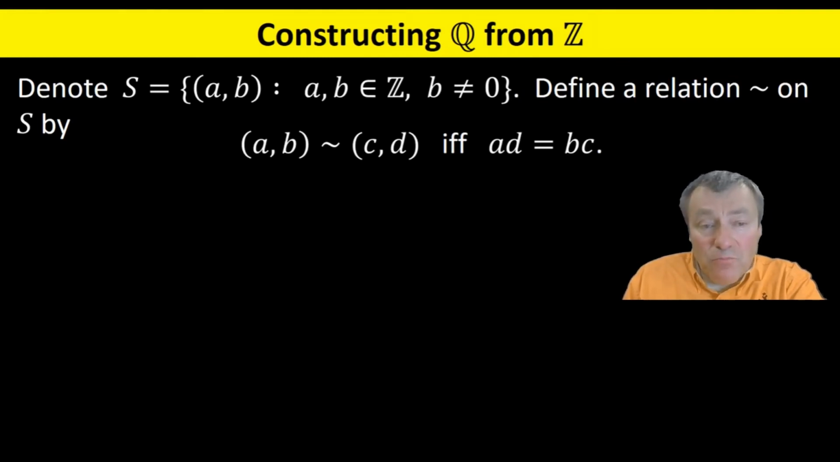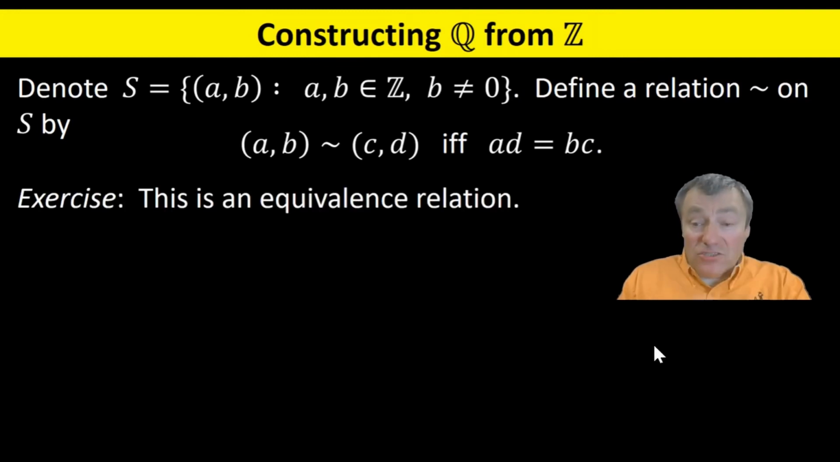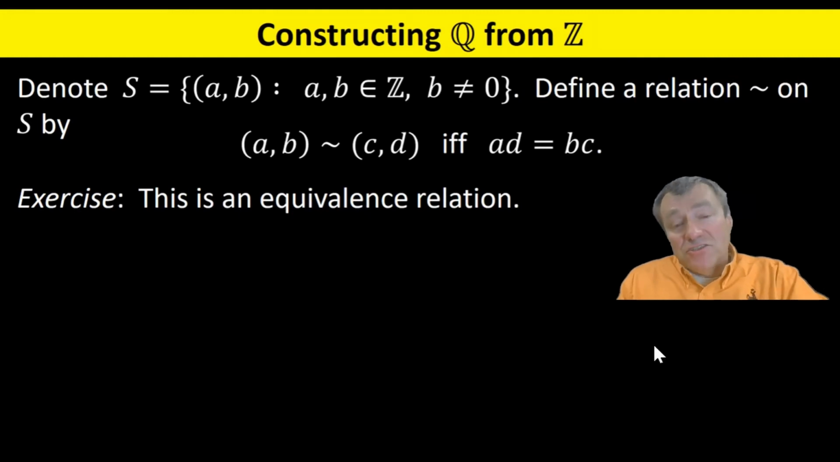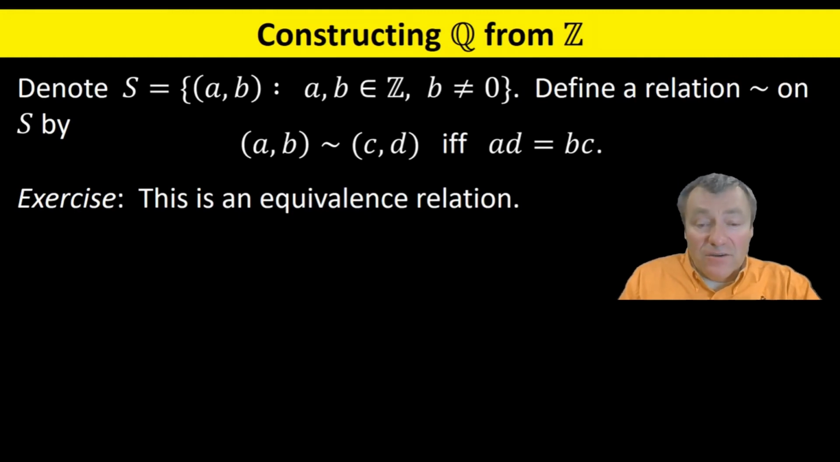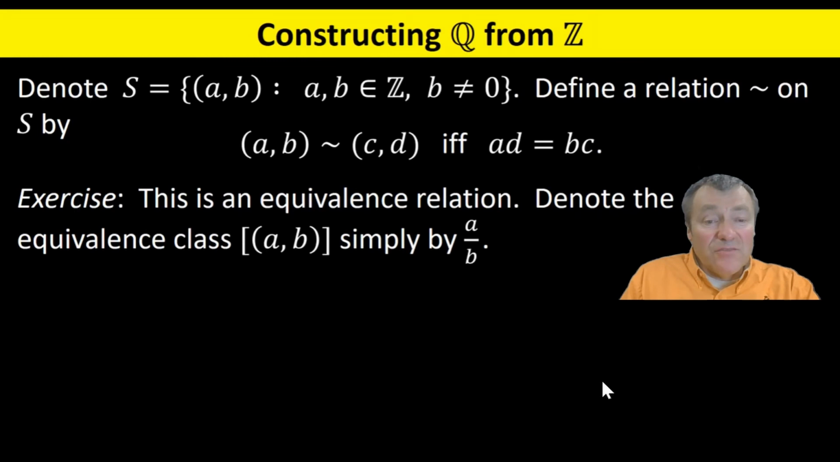So you say that two points (a, b) and (c, d) of this set are equivalent if ad equals bc. So it's like cross-multiplying. So that defines a relation. And then it's not hard to show this is an equivalence relation. You should check this. It's an exercise and it's not hard. Very instructive. And if you have an equivalence relation, you can talk about the equivalence classes. You use a shorthand. Rather than bracket parenthesis (a, b), you just write a over b. And that is just a new and shorter name for the equivalence class.